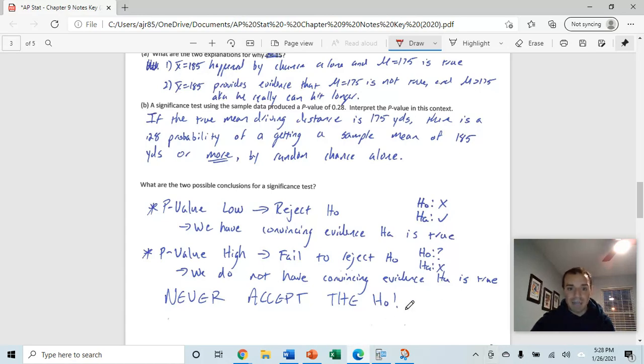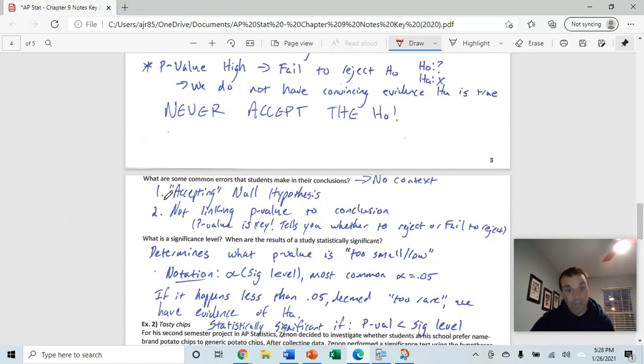So the most common errors that we see are accepting the null hypothesis and then not linking your p-value to the conclusion. The p-value is key. It is the most important thing. It tells you whether to reject or fail to reject the null hypothesis. So we said p-value low, reject the H-naught. Well, how do we determine what is a low p-value?